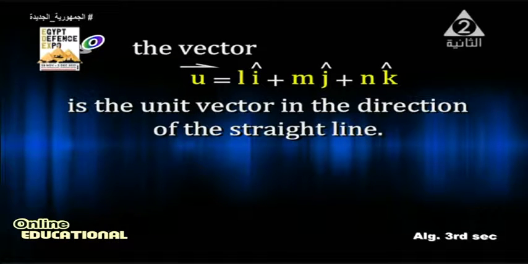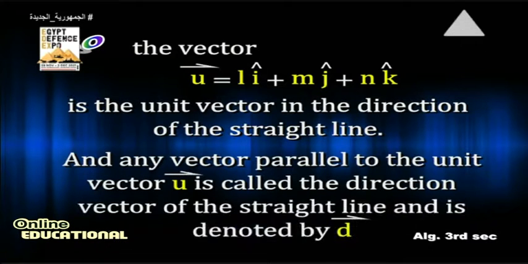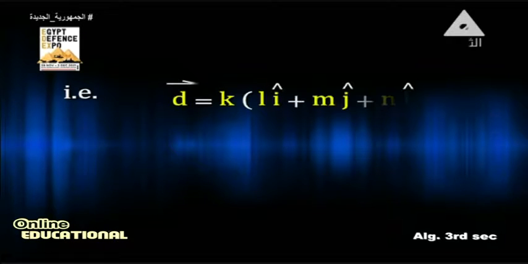What is i? Unit vector in the x-axis. j, unit vector in the y-axis. k, unit vector in the z-axis. And remember i, this unit vector, has components 1, 0, 0. But j is 0, 1, 0. k is 0, 0, 1. Any vector parallel to the unit vector U is called the direction vector of a straight line and is denoted by D vector.